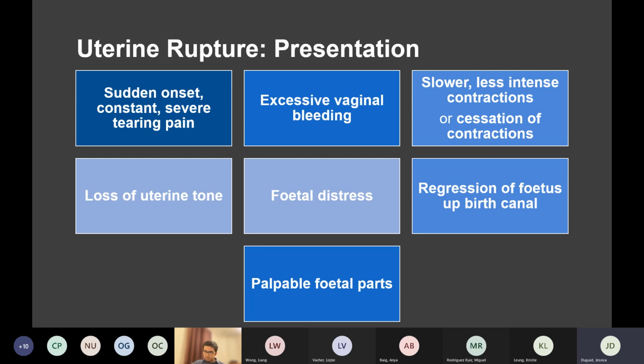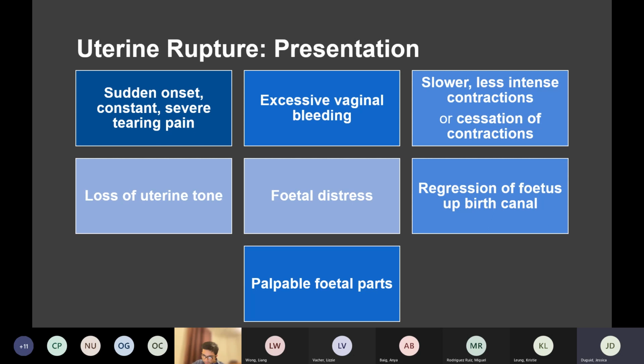And then with the constant pain, you can get shoulder tip pain, which is basically diaphragmatic irritation. And then the bleeding, if it's really big, like a large hemorrhage, then you can get signs of shock, so tachycardia, low blood pressure, that kind of thing. Then on examination, you will see loss of uterine tone, and because the uterus is not contracting anymore, you'll also get tenderness, particularly over the site of rupture. So if you palpate the abdomen, there'll be tenderness, and the uterus just won't feel contracted anymore. You'll get fetal distress.